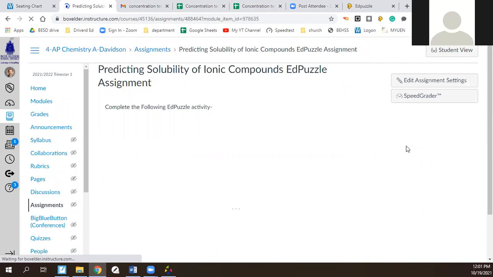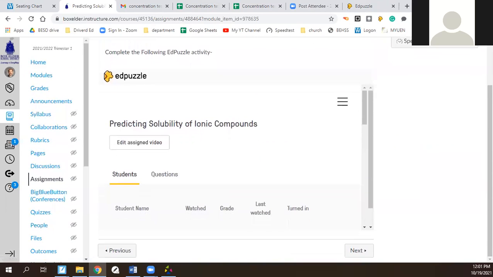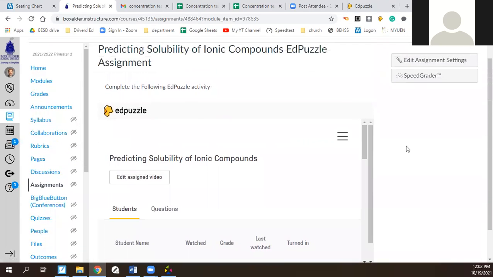So you just click on it. You can do it inside Canvas. You don't have to have your own Edpuzzle account. There'll be a video for you. It won't let me show on my side, even if I go to student view. There's a video you play, it will pause and ask you questions. For the first one, mostly it tells you things to do, like, hey, write this chart down in your notes. That's all it's doing.